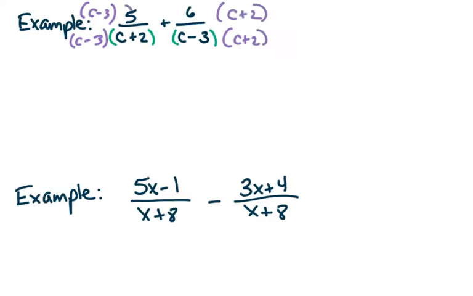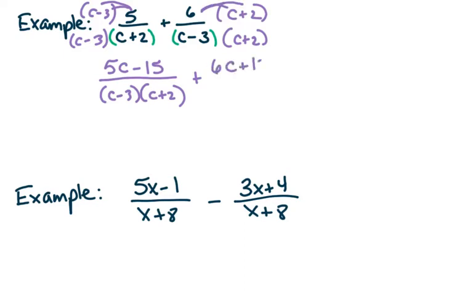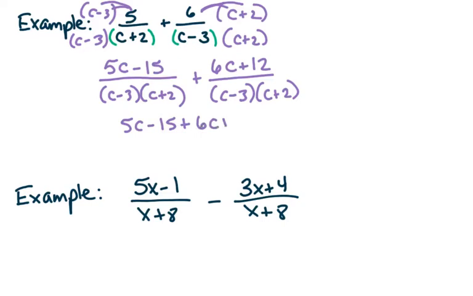I'm going to distribute my 5. So 5c minus 15 over c minus 3 times c plus 2. And then plus, distribute my 6. So 6c plus 12 over c minus 3 times c plus 2. Now I'm just going to add the top. So 5c minus 15 plus 6c plus 12 over c minus 3 times c plus 2.